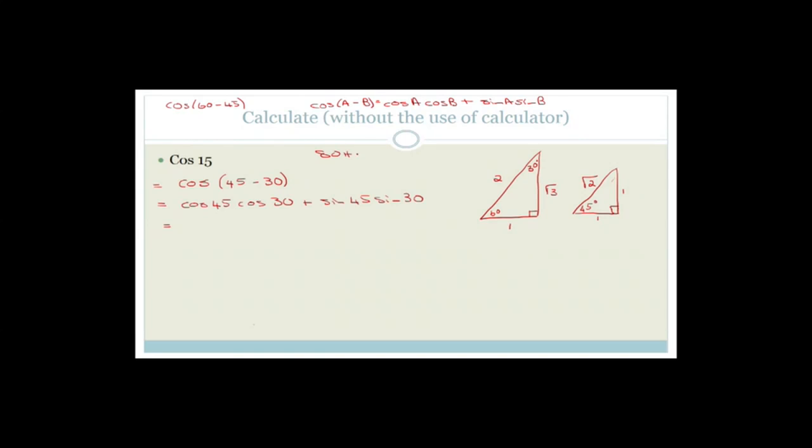So again, we're going to write out SOHCAHTOA. Cos is adjacent over hypotenuse, so cos 45 is 1 over root 2. Cos of 30 is adjacent over hypotenuse, so it's root 3 over 2. Sine of 45 is opposite over hypotenuse, which is 1 over root 2. Sine of 30 is opposite over hypotenuse, so it's 1 over 2. So again, we've got root 3 over 2 root 2 plus 1 over 2 root 2, which equals root 3 plus 1 over 2 root 2.